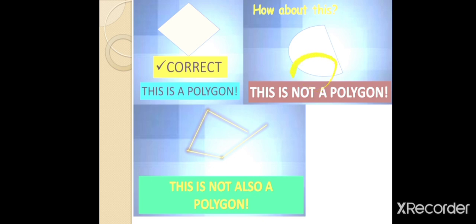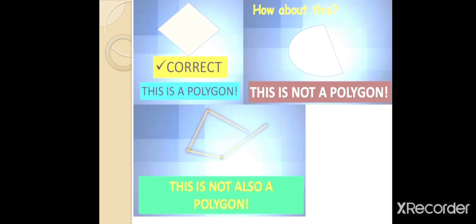Now what about this? As we have seen in the definition of a polygon, it should not be made up of a curved shape. Here there is a curved shape, that's why it is not a polygon. Now let us consider this example. According to our polygon definition, it is made up of 3 or more straight lines. It is okay, but one more condition is that it must be a closed loop. Here the loop is not closed. Some space is open. That's why this is also not a polygon.